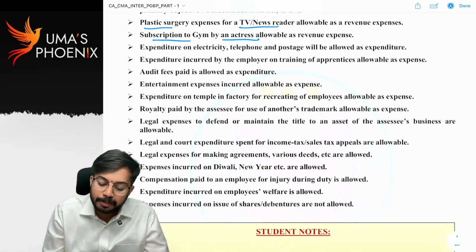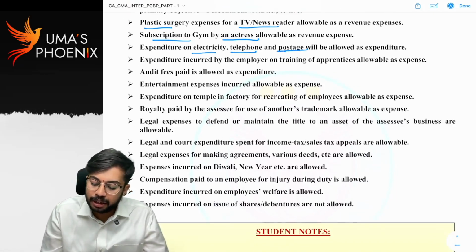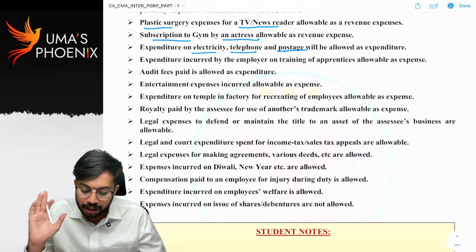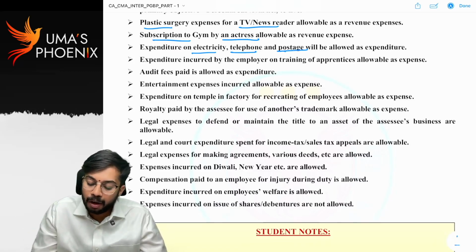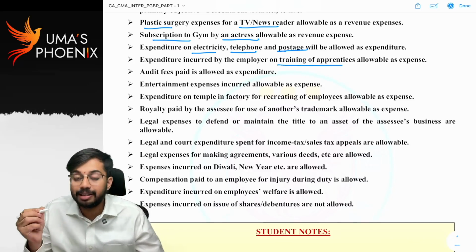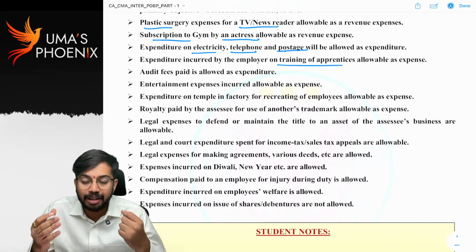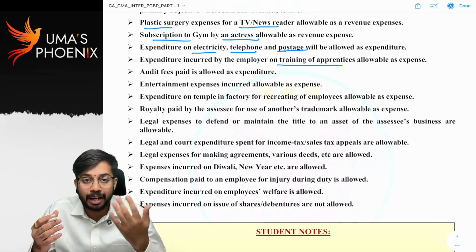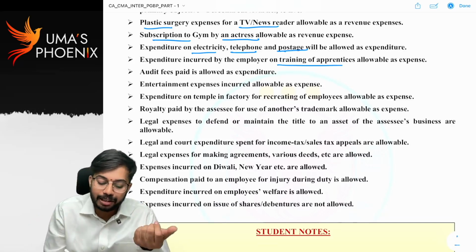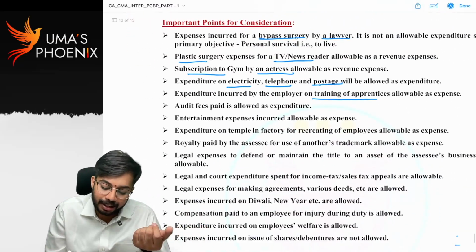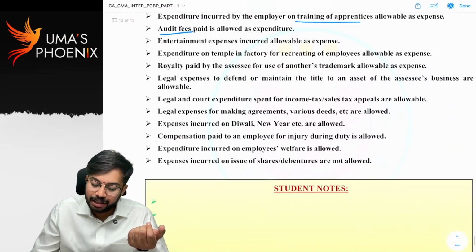Electricity expenditure, telephone expenditure, postage expenditure are also allowed as deduction. Expenditure incurred by an employer on training of apprentices: articles will come to our CA offices, right? For articles, if any stipend is given, that is a business expenditure and is also allowed. Our audit fees are also a business expenditure, and that is also allowed as deduction.